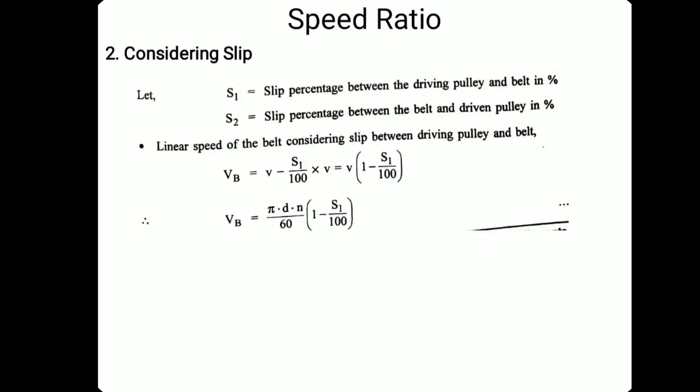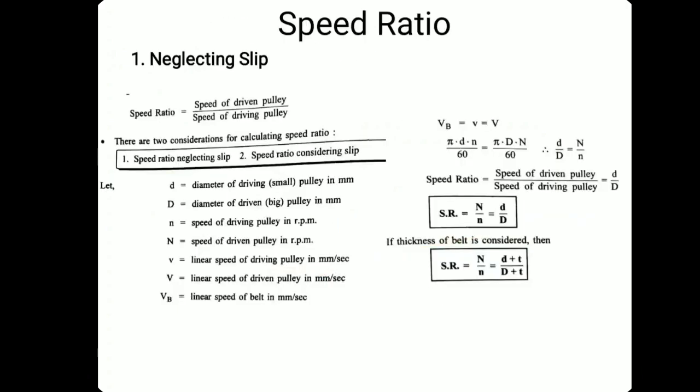Clear? So last point we have seen about the condition, that is type of belt drive. Now we'll start with the speed ratio. As we have seen in the difference between rigid and flexible belt drive, the speed ratio in case of the belt drive is many times not constant, it varies. So what should be the speed ratio? How can we calculate that speed ratio? That we are going to learn here.